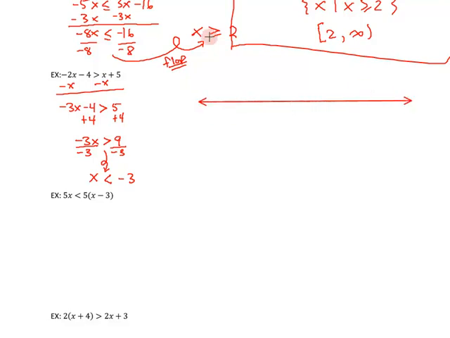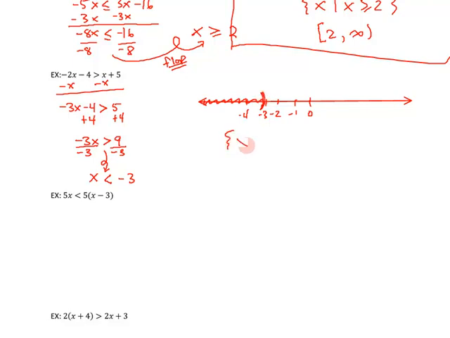So on the real number line, go to negative 3. Here's 0, 1, 2, 3. Negative 1, negative 2, negative 3, negative 4. Less than means going to the left. Not included because there's no "or equal to." And shade all the way down because there's no left-hand endpoint.